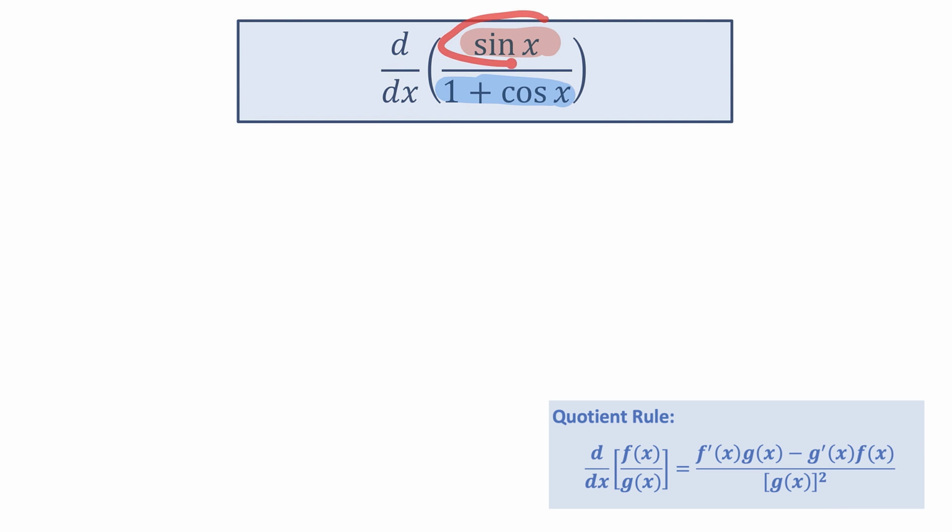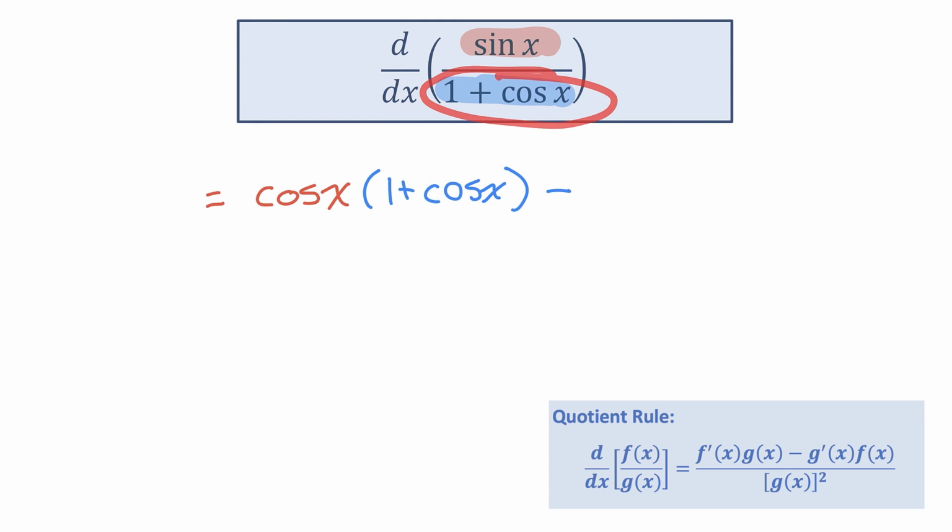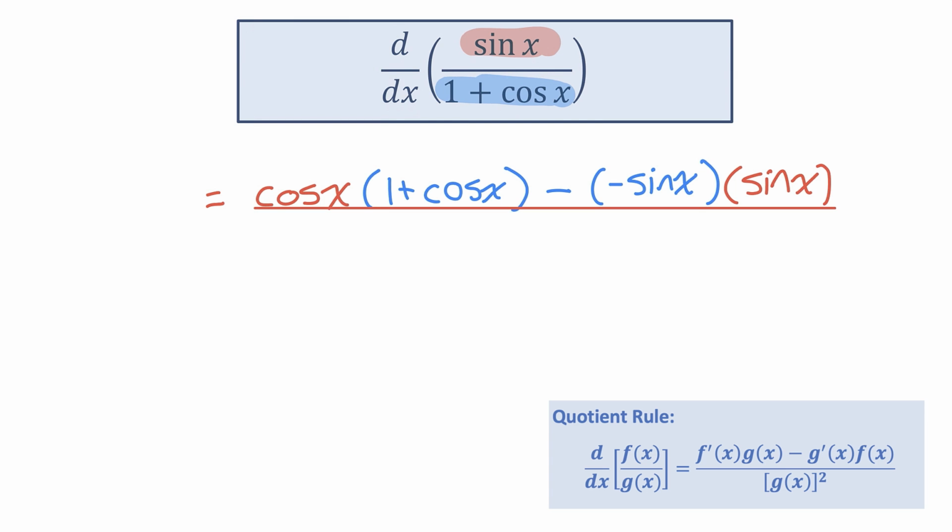The derivative of the top function, sine x, is cos x. That has to be multiplied by the bottom function. Minus, I do the derivative of the bottom function. The derivative of 1 plus cos x would be negative sine x. That needs to be multiplied by the top function, which is sine x. And that all gets divided by the bottom function squared.